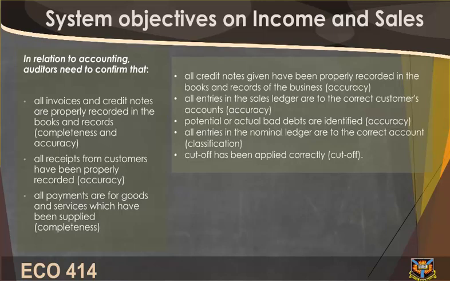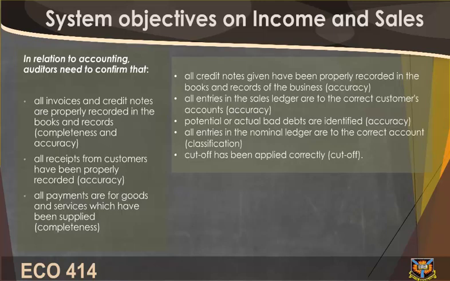In relation to accounting, auditors need to confirm that all invoices and credit notes are properly recorded in the books and records: completeness and accuracy. All receipts from customers have been properly recorded: accuracy. All payments are for goods and services which have been supplied: completeness. All credit notes given have been properly recorded in the books and records of the business: accuracy.